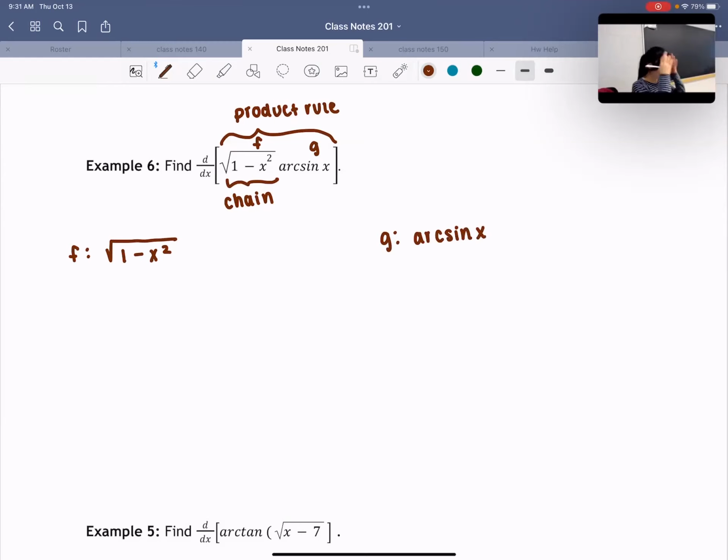Why don't I find the derivative of f, so that when I do the product rule, I can just stick the derivative I find into the product rule and I don't mess myself up too much. So f prime would be the derivative of f, and we did say we have to use the chain rule. What's the inside of f?